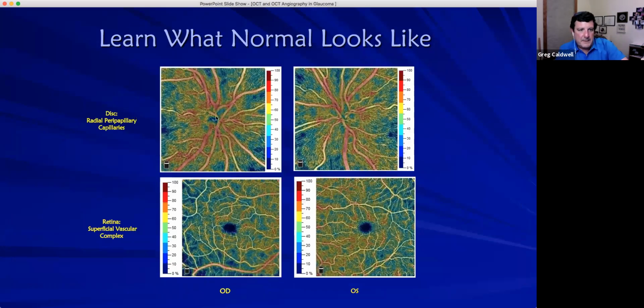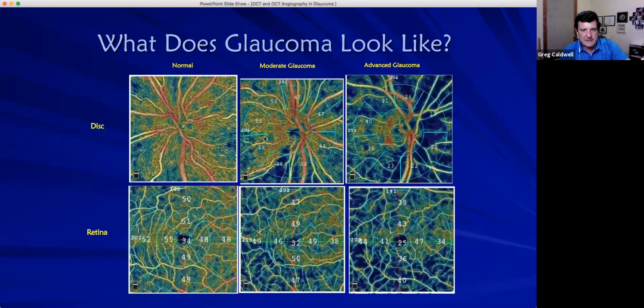So let's just hop in here. Remember the nerve fiber layer, we're looking around the optic nerve. So we're able to measure the radial peripapillary capillaries, the RPCs, you'll hear it referred to from time to time. And in the macula, that's where the ganglion cell complex can become thin. We're looking at the capillary density within that inner retina, that superficial retina. And this is what normal looks like. And I'm going to show you some cases here of what glaucoma looks like.